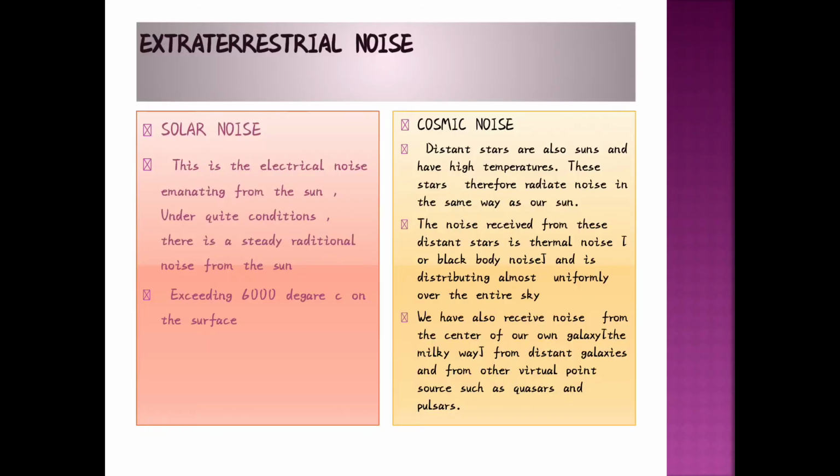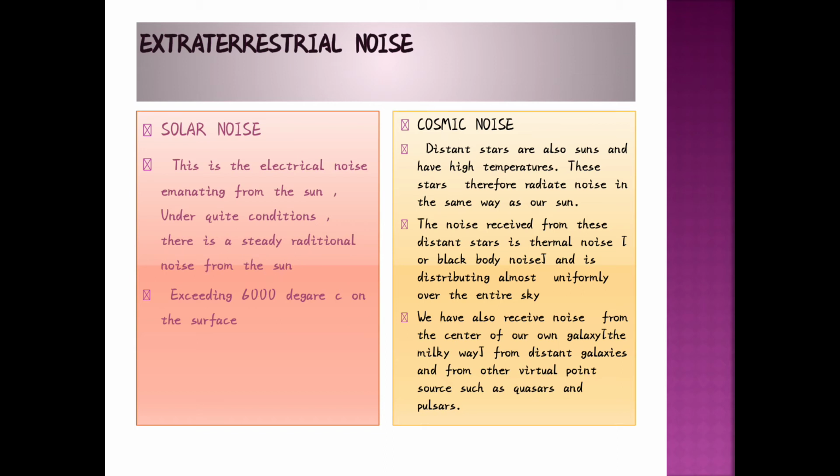Next one, extraterrestrial noise. Extraterrestrial noise is of two types, namely solar noise and cosmic noise. Solar noise comes from the sun and cosmic noise comes from distant stars. The distant stars are also known as suns. See about solar noise. This is the electrical noise emanating from the sun. Under quiet conditions, there is a steady radiation noise from the sun, with a surface temperature exceeding 6000 degrees Celsius.